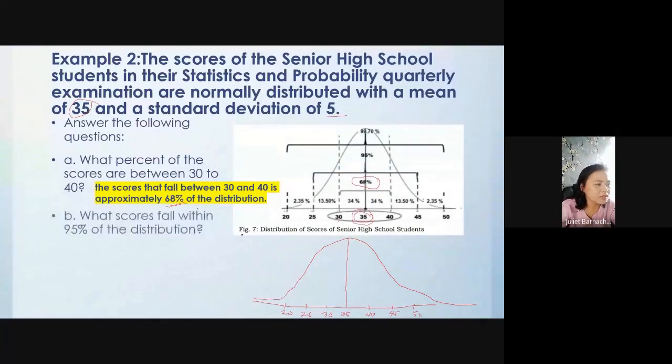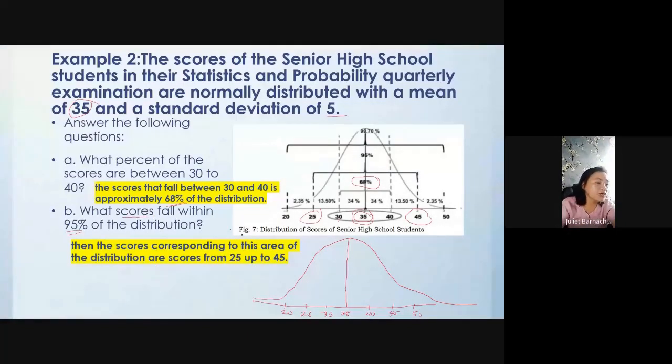Letter B. What scores fall between 95% of the distribution? 95% naman ang hinihingi. Pag 95%, this is 2 units from the mean, so nasa positive 2 at saka negative 2 siya. Based on the illustration, it is from 25 to 45. Yan magiging sagot mo, 25 to 45, since the question is what score. The scores corresponding to this area of the distribution are scores from 25 up to 45.